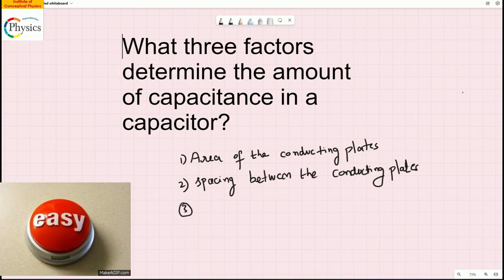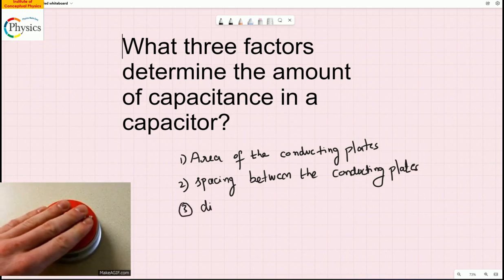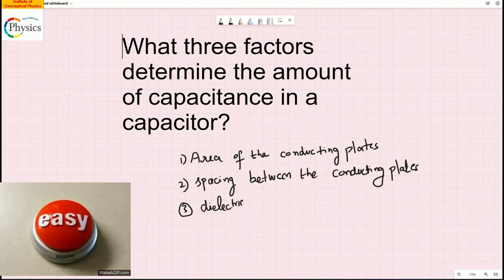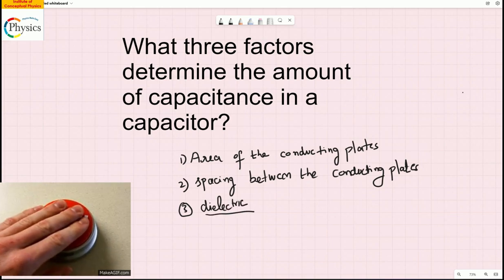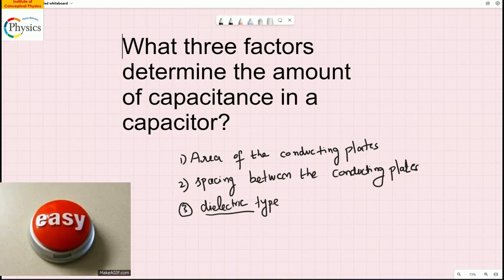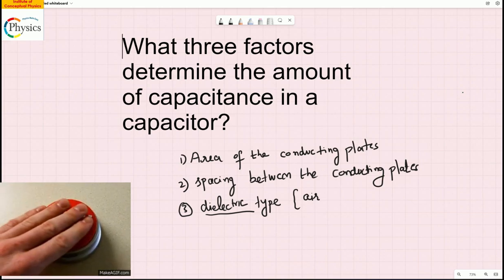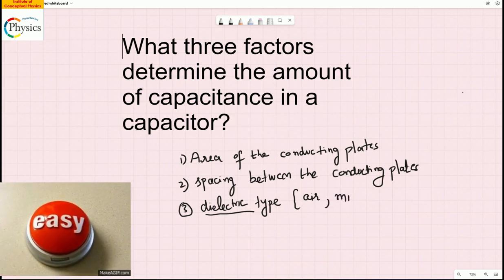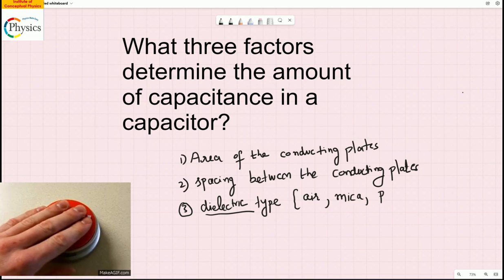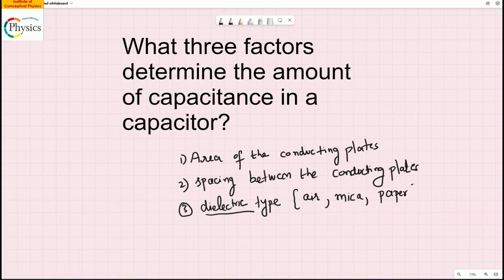Third, the type of dielectric you put between the two conducting plates. So dielectric type also decides, or the medium, it is also called dielectric medium. So air is an example, right? So if you put air, the capacitance will change. If you put mica, the capacitance will change. If you put paper between the two plates, the capacitance will change. So these are the three factors that decide the overall capacitance in a capacitor.